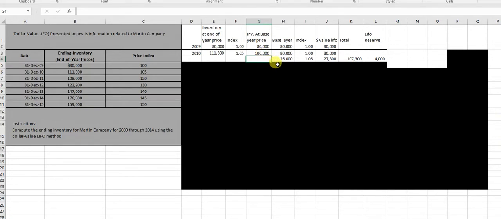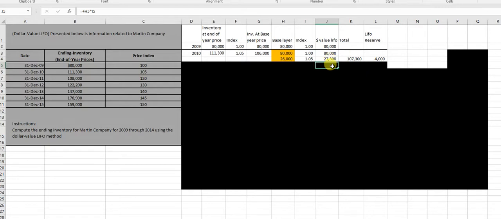So now what I do is I want to identify what this is made up of. This 106,000 is made up of 80,000 from the base year and an additional 26,000. So these two numbers have to add up to the 106,000. So now I bring them back forward and state them in current year or the original year prices. So the 80,000 is from the 1 and the 26,000 is from the 105. So I multiply them back up. I take the 80,000 times the 1 and the 26,000 times the 105 and I get 27,300.